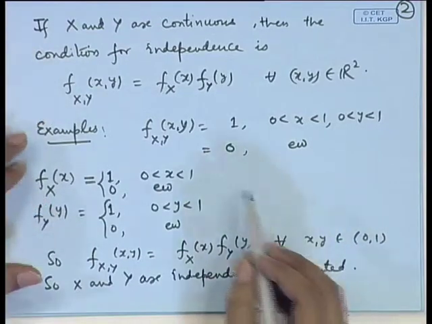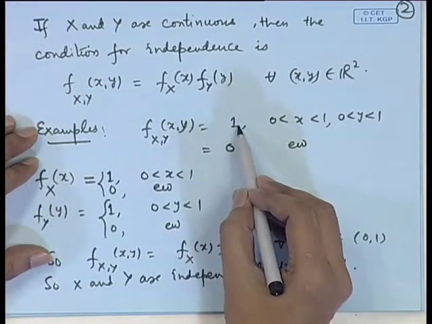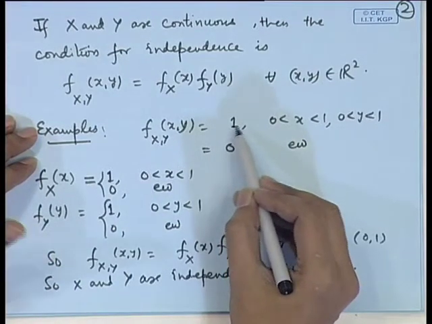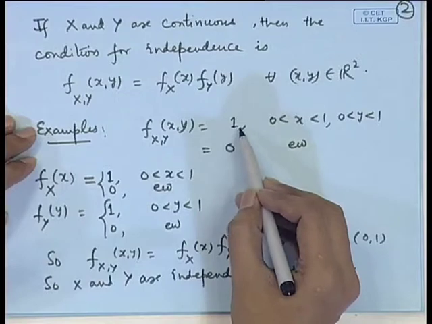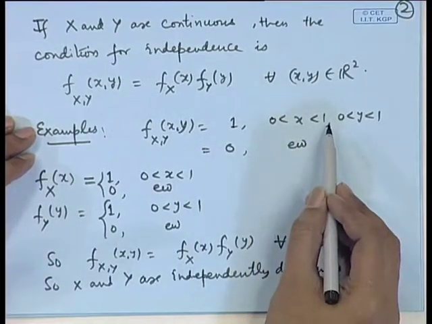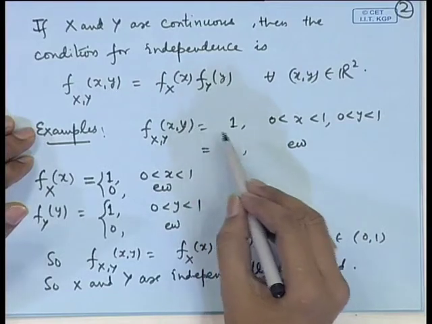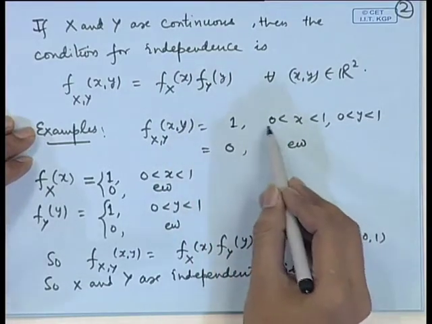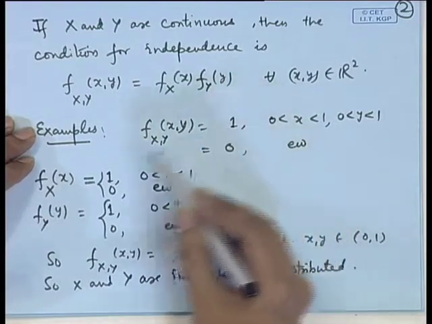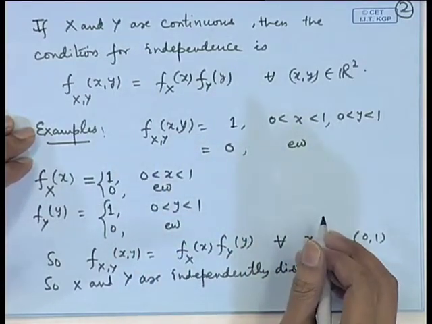This may be considered as the arrival time of a passenger at the railway station between, say, 7 a.m. to 8 a.m., and Y may denote the arrival time of the train between 7 a.m. to 8 a.m. So, both may be independently distributed and this could be one of the possible distributions.